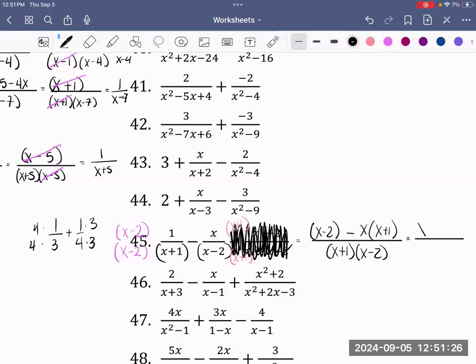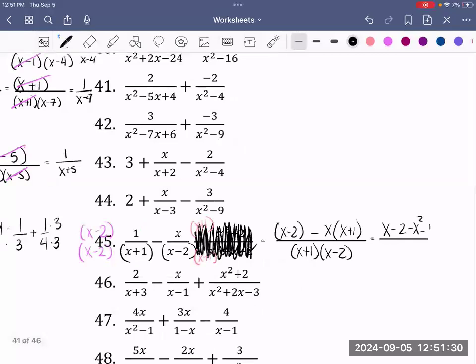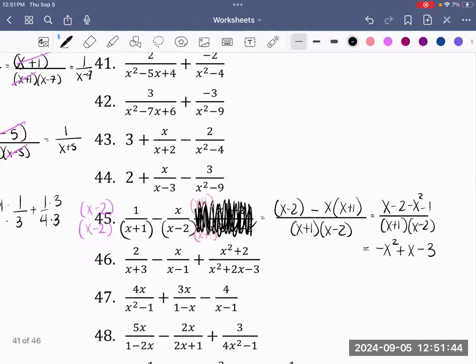Starting to clean it up, we have x minus 2 minus x squared minus 1, over x plus 1, x minus 2. Let's rewrite it so that it's in descending order. And let's factor out that negative leading coefficient. This is still over your denominator here. Anytime you have a negative leading coefficient, you want to factor it out and change all of your signs.